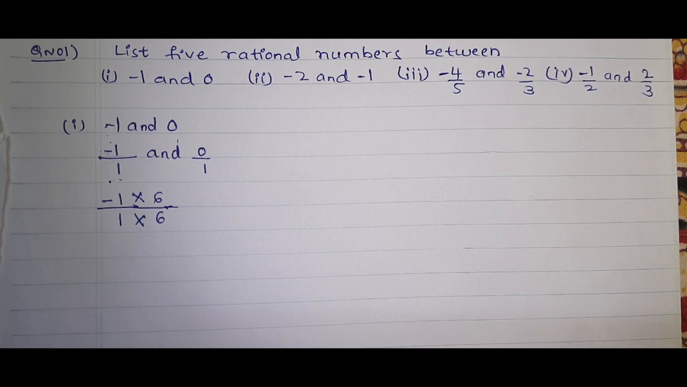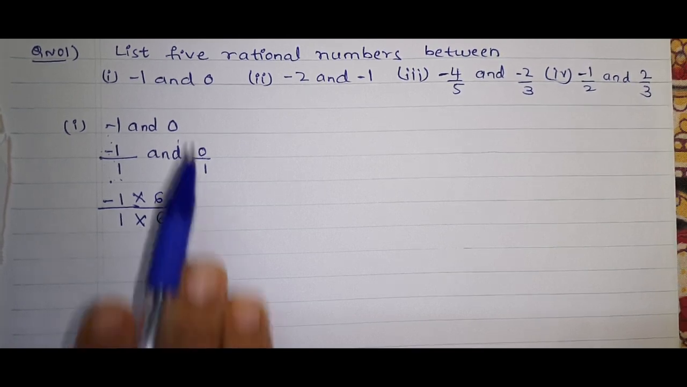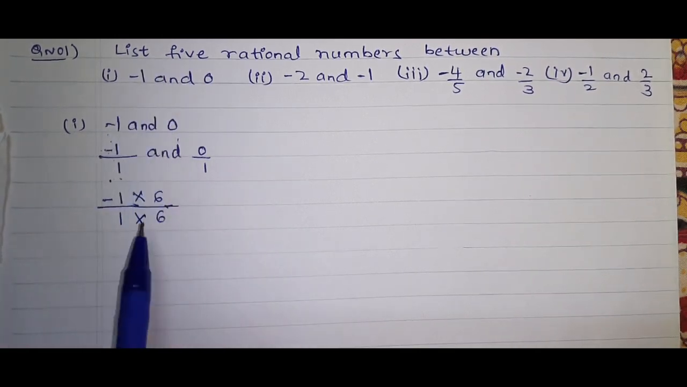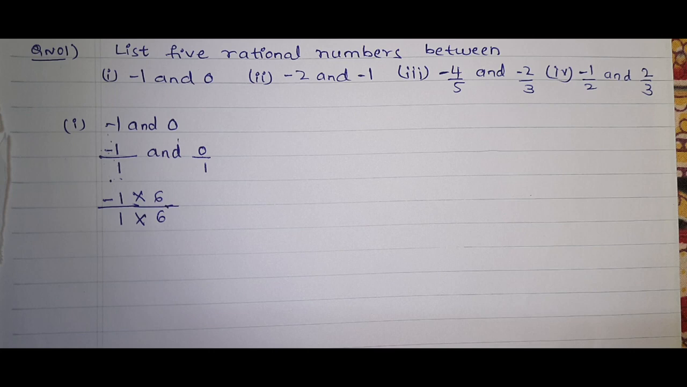We have to find out or list out 5 rational numbers. That is the reason I am taking 6. If I take 5, I'll get only 4. If I take 7, I'll get 6. But I want 5 rational numbers. That is the reason I am multiplying this with 6.